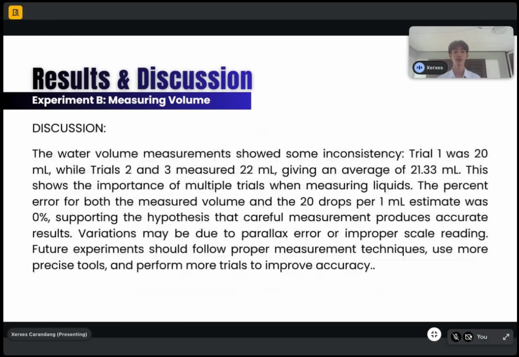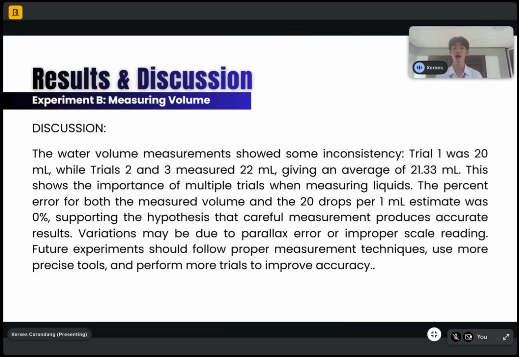The water volume measurements showed some inconsistency. Trial 1 was 20 ml, while trials 2 and 3 measured 22 ml, giving an average of 21.33 ml. This shows the importance of multiple trials when measuring liquids. The percent error for both the measured volume and the 20 drops per 1 ml estimate was 0%, supporting the hypothesis that careful measurement produces accurate results.